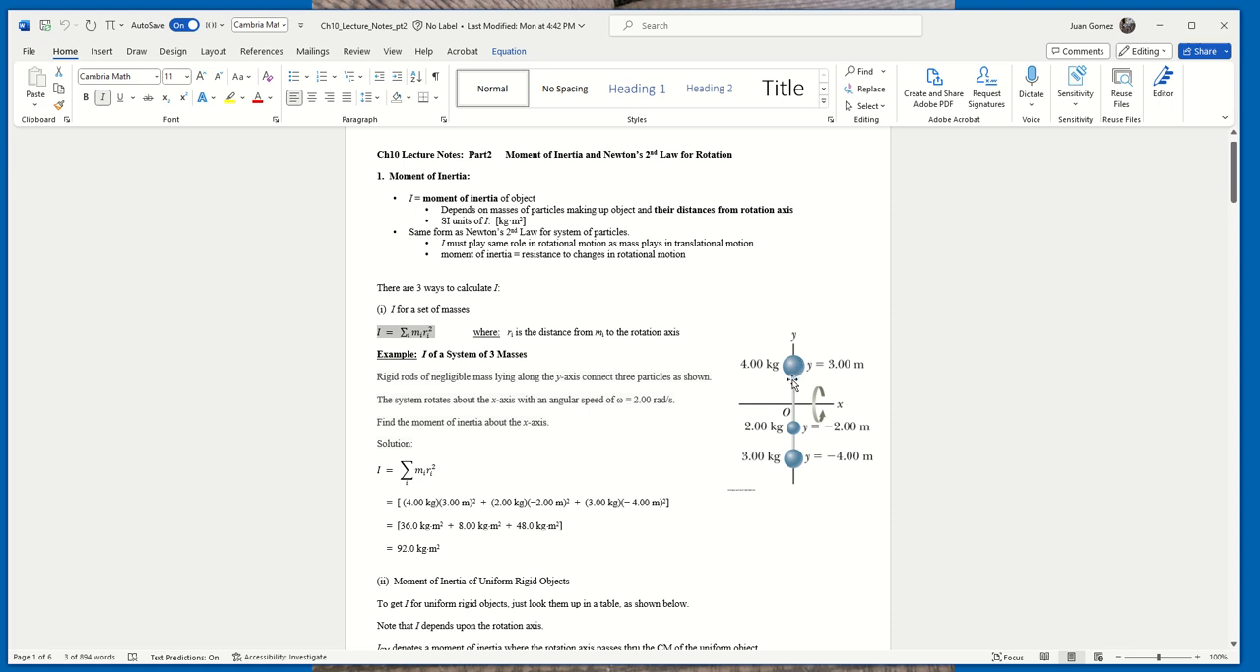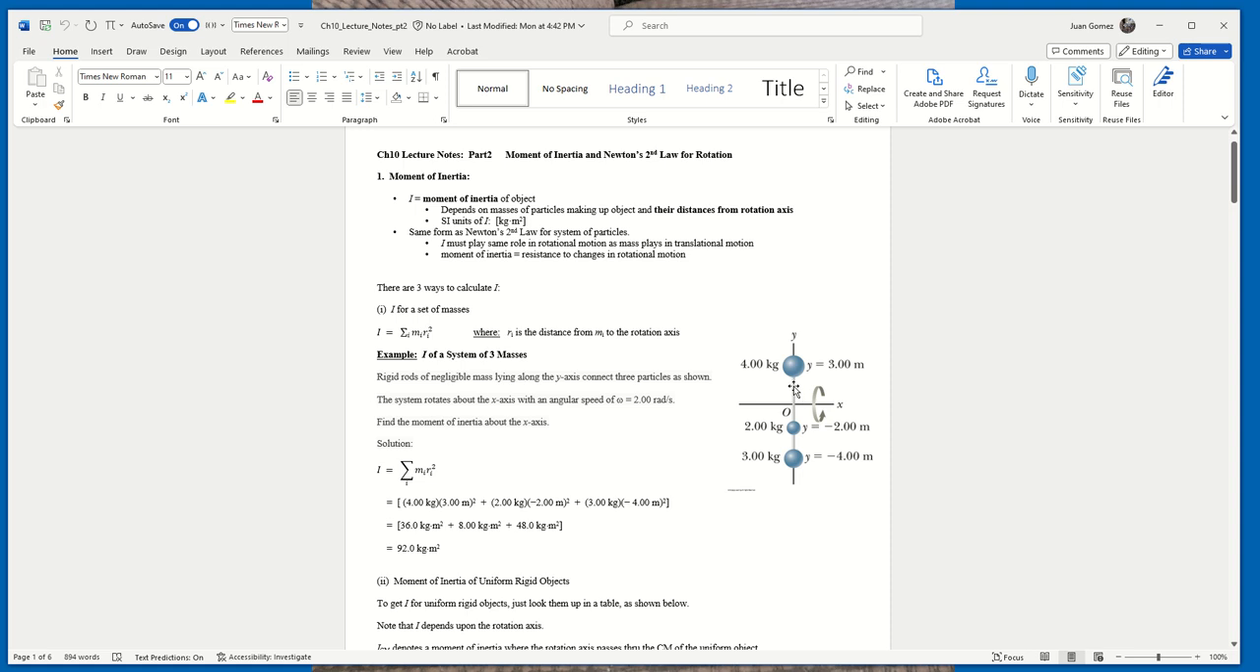And they're fixed on this massless rod, so relative to each other, they can't move. And this rod is pivoted so it can rotate about the x-axis as shown here. So this sum is going to go from 1 to 3. And r_1 would be the distance from m_1 to the rotation axis, which in this case is the x-axis. r_2 would be the distance from m_2 to the rotation axis, and r_3 would be the distance from m_3 to the axis.